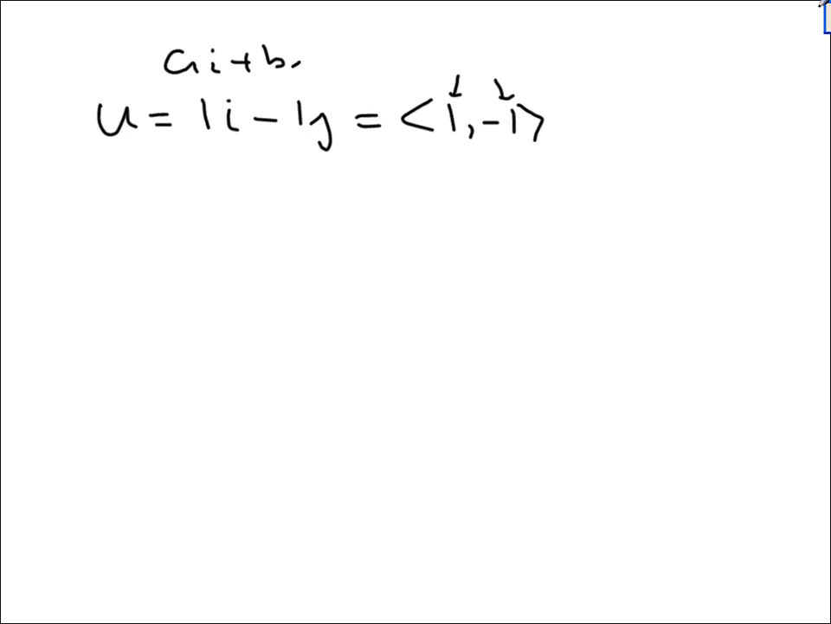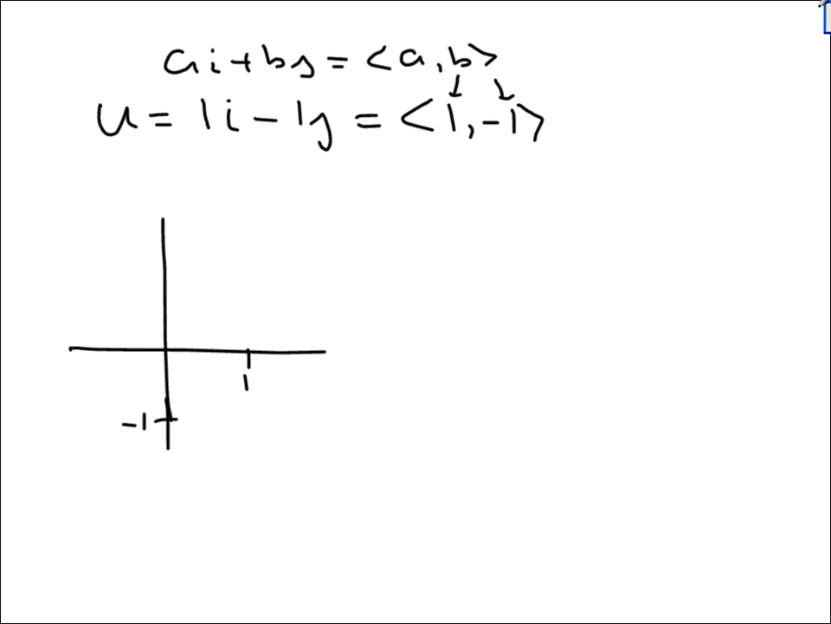If they tell you that u is 1i minus 1j, that just means 1, negative 1. The number of i's, the number of j's. If you have ai plus bj, this is a, b. Okay, so you have 1, negative 1, right here.